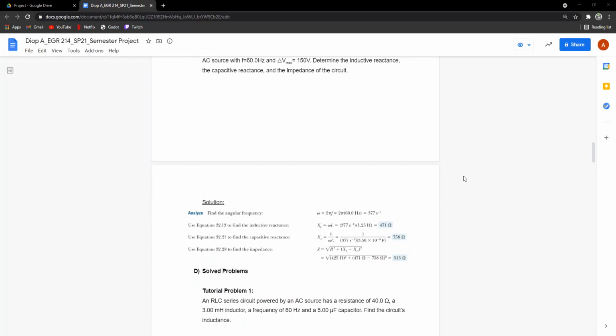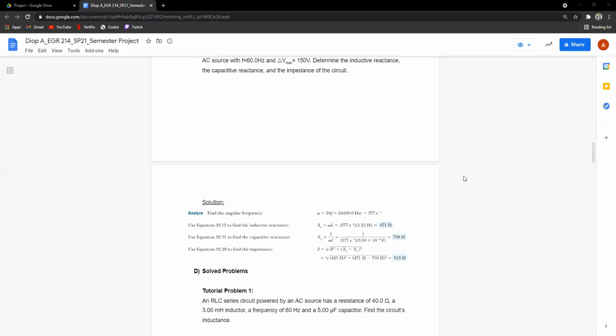So the way that this textbook explains finding XL and XC is by using angular frequency, W. For the sake of simplicity, I just incorporated the formula for W, 2 pi f, into XL and XC and just replaced it naturally.